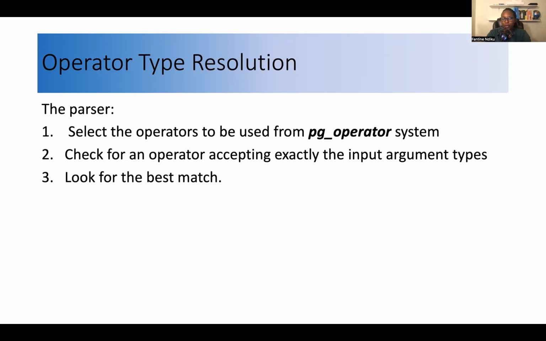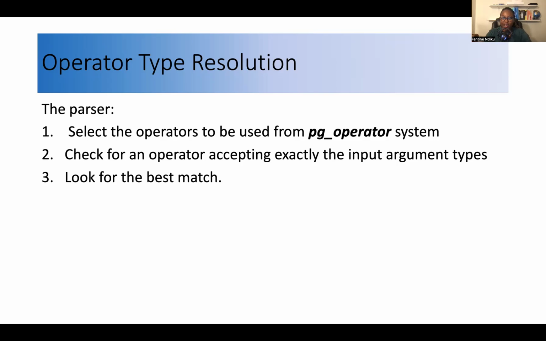Okay, so let's start with the operator type resolution. These are the steps that a parser has to follow in order to do the implicit conversion. First thing, the parser will select the operator to be used from a system catalog called pg_operator. In that pg_operator, it will see which operator to use.